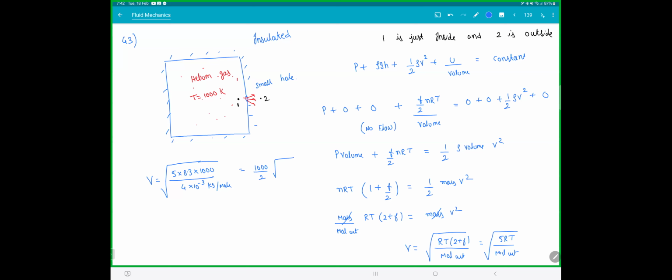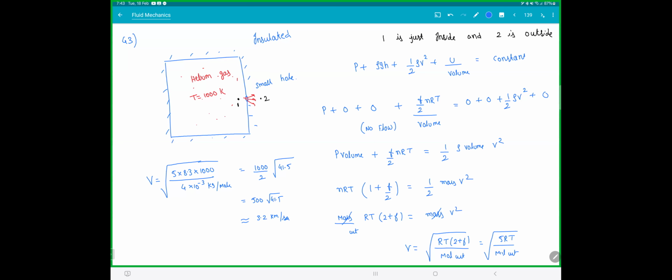2 comes out. Root over, how much is that? 8 times 5 is 40, 41.5. So this is 500, and the root is somewhere between 6 and 7. So the answer is somewhere above 3 kilometers per second. So root 41.5, I'm guessing 3.2 kilometers per second. 1000 comes out directly, right?